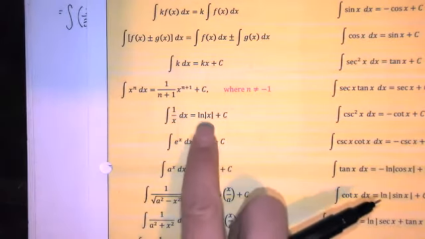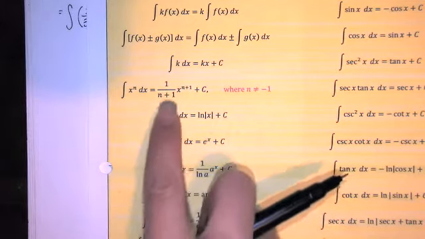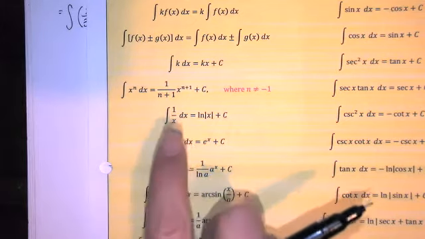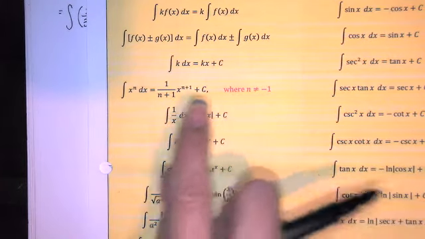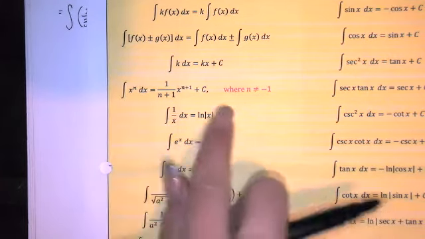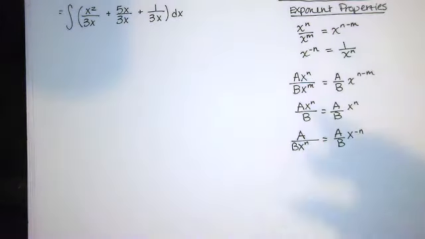The derivative of natural log of the absolute value of x is this. So the antiderivative of 1 over x, which is the same as x to the -1, is this. Again, if the exponent is -1, do this. Otherwise, it's this. Okay, so these are our exponent properties.